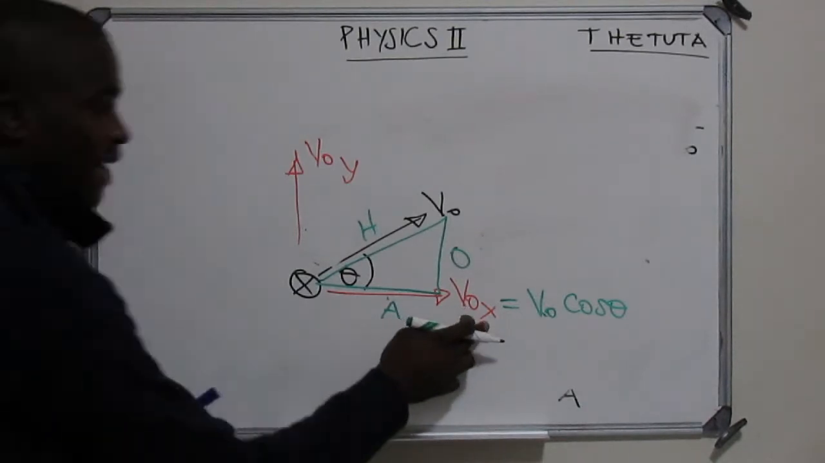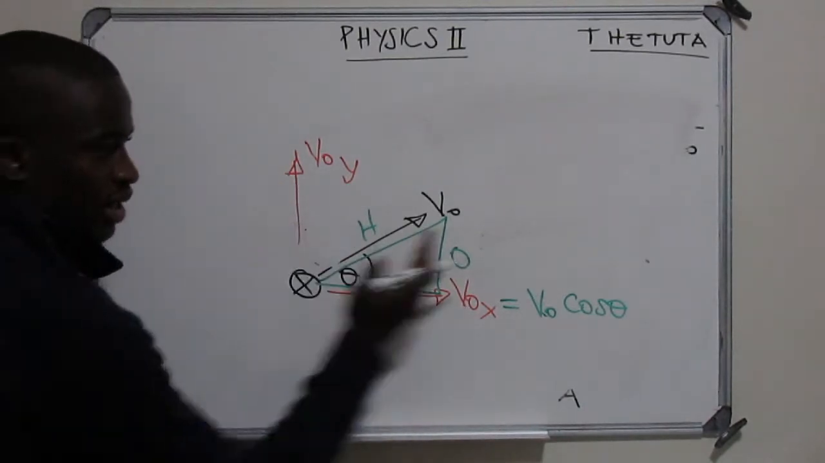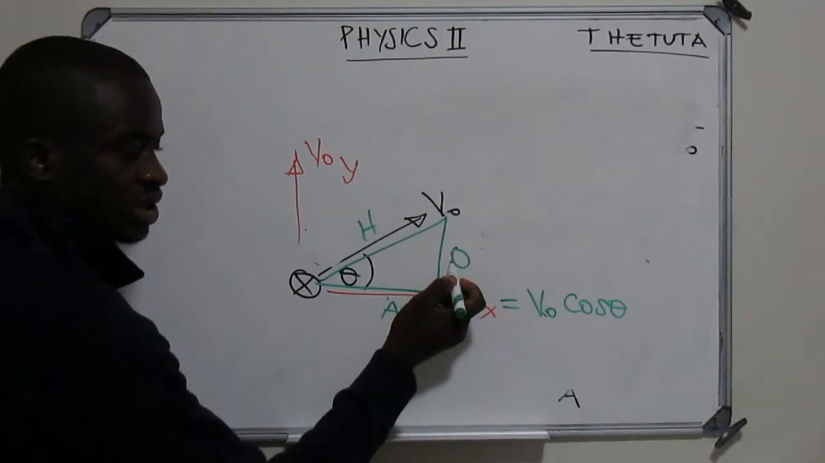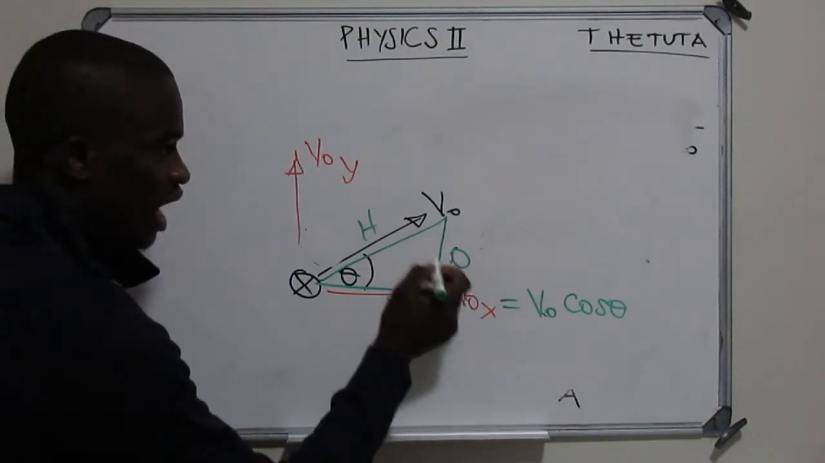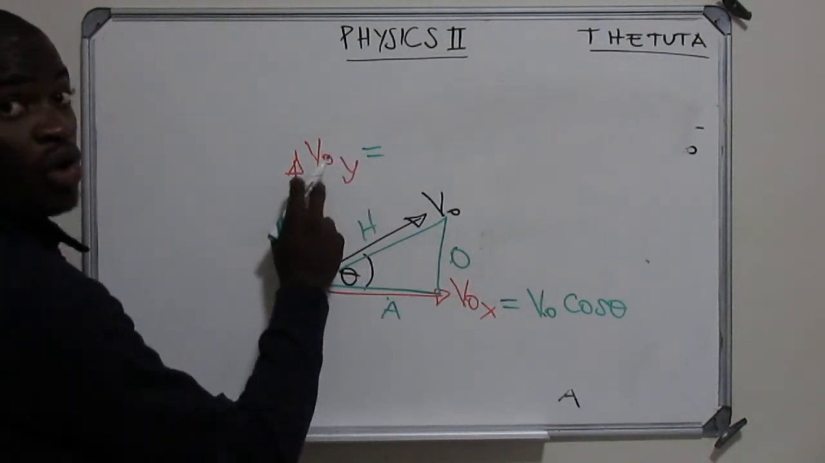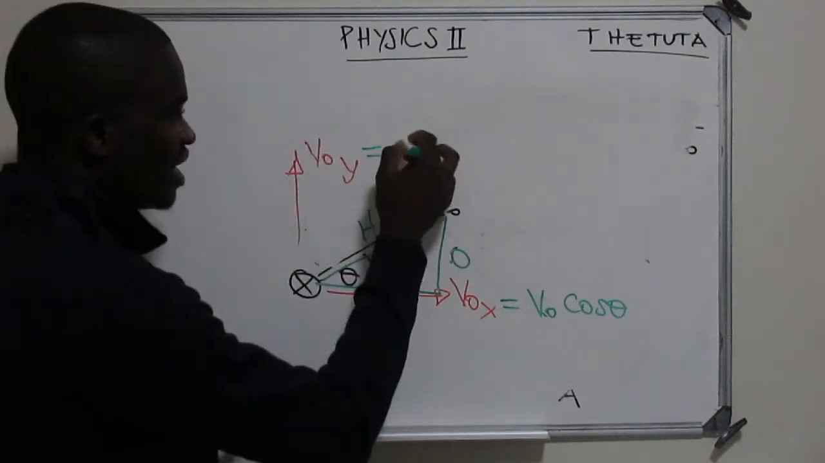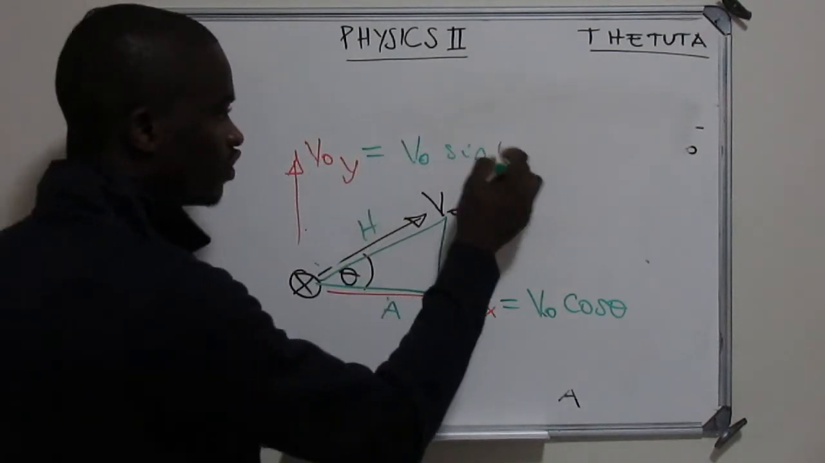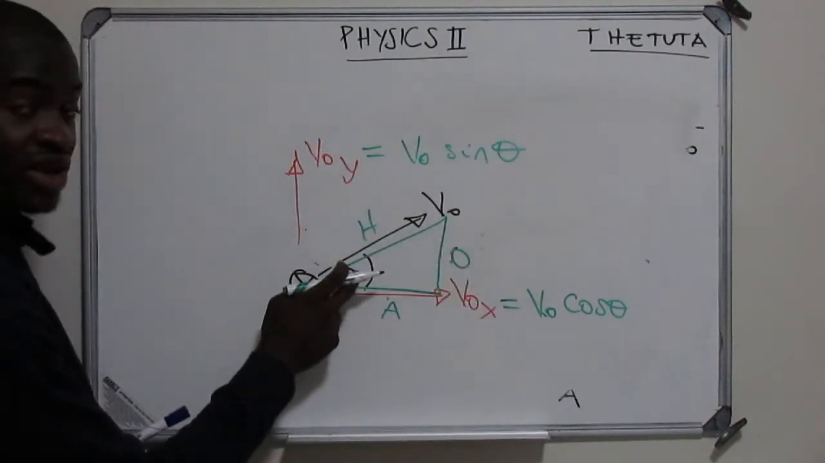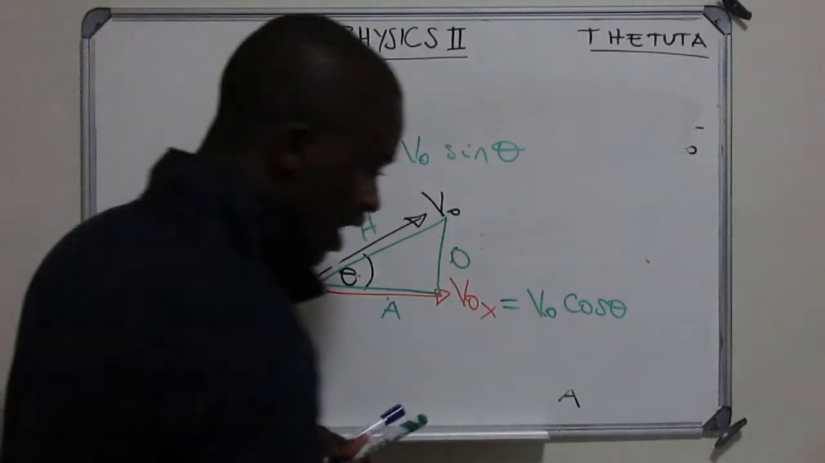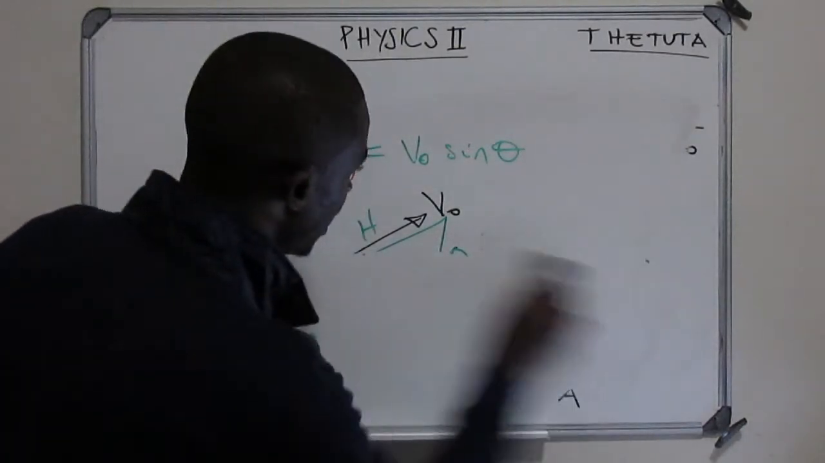Okay? But remember, this vector of y is going to be here. And then this side is what? It's opposite, which is a sine. And therefore, our V0 in y is going to be V0 sine of theta. This is in the case when they give us the angle here. So what happens if they give us the angle somewhere else, guys?